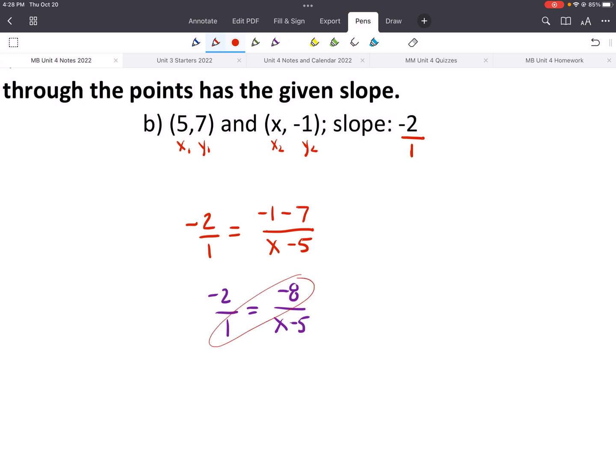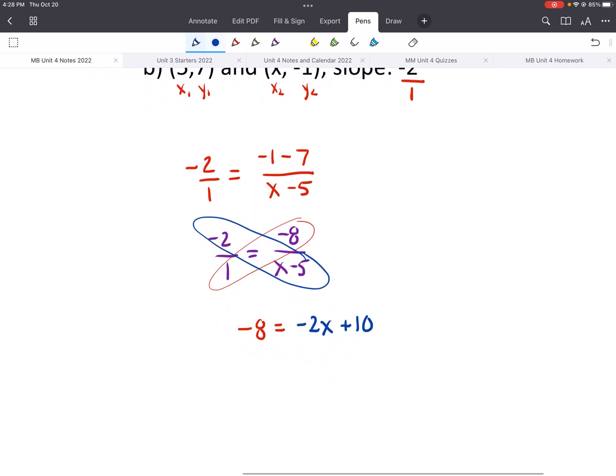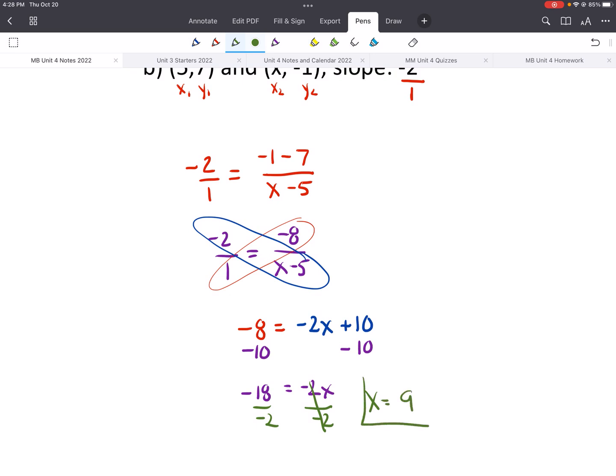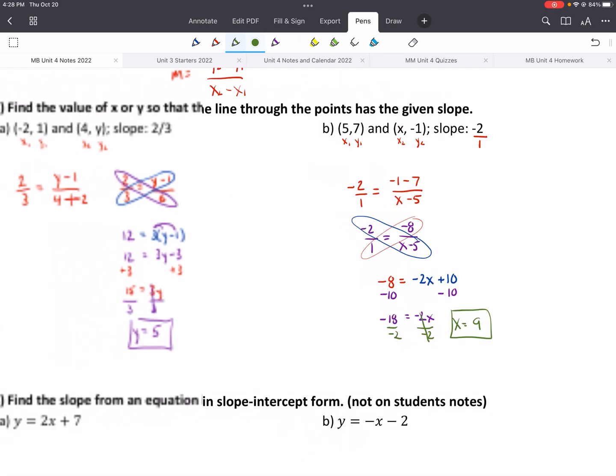So we got 1 times negative 8 is equal to negative 2 times x minus 5. So remember that negative 2 needs to be multiplied by the x, and it needs to be multiplied by the negative 5. So that would give us a positive 10. Okay, and then we'll just get x by itself, so subtract 10. And then divide by negative 2. So x equals 9. Okay, well, if you have any questions on that, let me know.